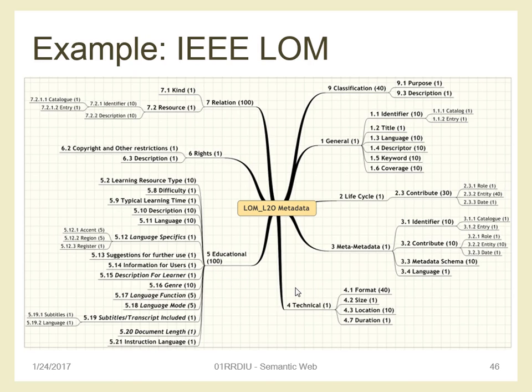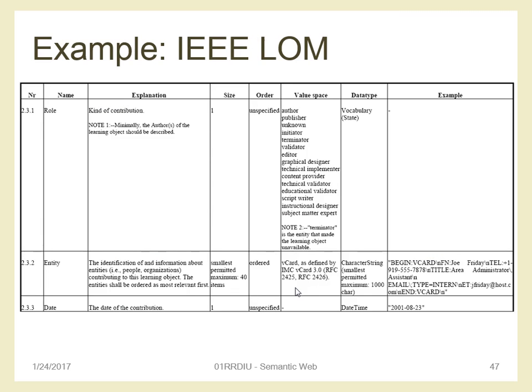This is an overview of all the metadata, but for each of them, the document specifies what you have to write on the right side. For example, when you talk about contribution, a contribution is made by three data: the role, what kind of contribution you are talking about, who is the person doing the contribution, and when this contribution has been done.